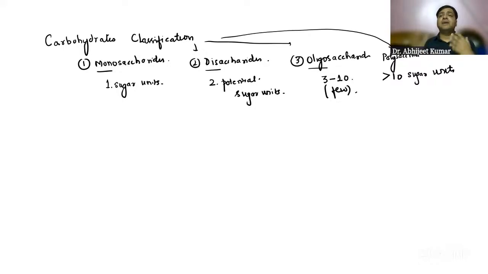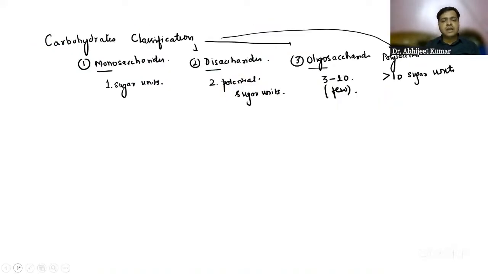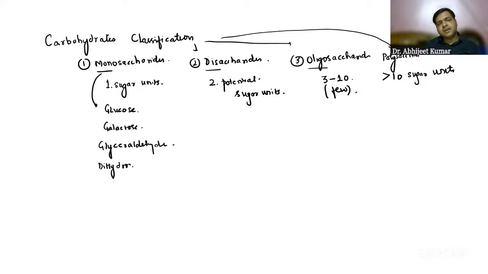Although I will be discussing monosaccharides and disaccharides in detail in the upcoming question, as of now, for monosaccharides, you have to remember the examples. We have glucose, galactose, glyceraldehyde, which we have just drawn, and dihydroxyacetone, right? So these are various examples that you have to remember.